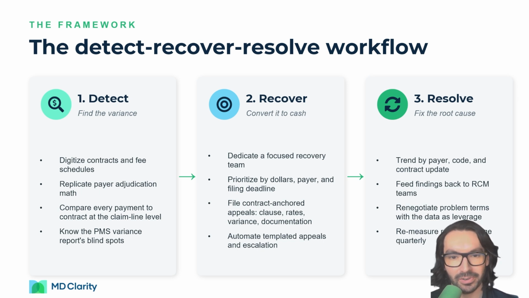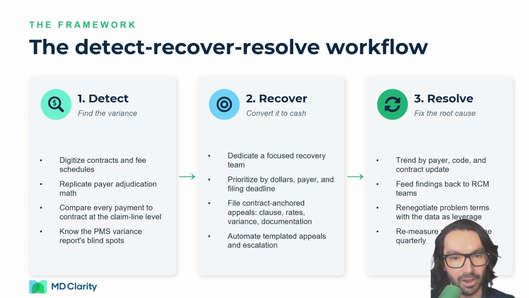Phase 1, detect. Find the variance. This means digitizing your contracts and fee schedules, replicating the payer's adjudication math, and comparing every payment that comes in against what the contract says it should have been at the claim line level. Your practice management system's variance report is a start, but remember its limits. It misses documentation gaps, it misses process inefficiencies, and it struggles when EHR and billing data aren't integrated. This is precisely why providers are adopting dedicated contract management technology. Manual spreadsheet reconciliation simply cannot scale to millions of claim lines.